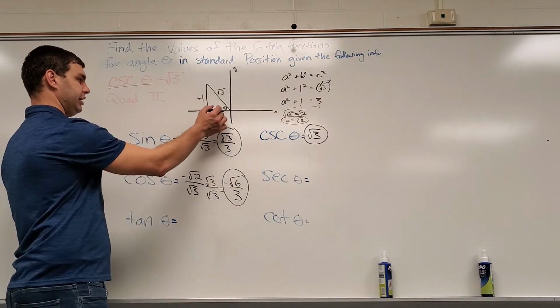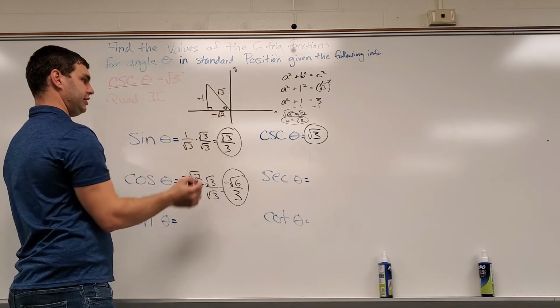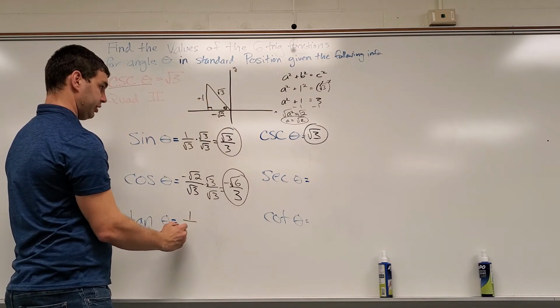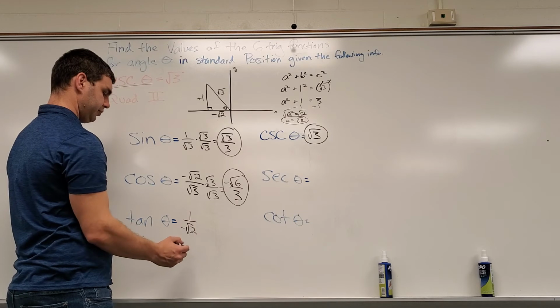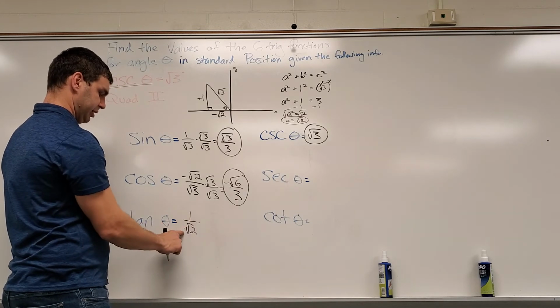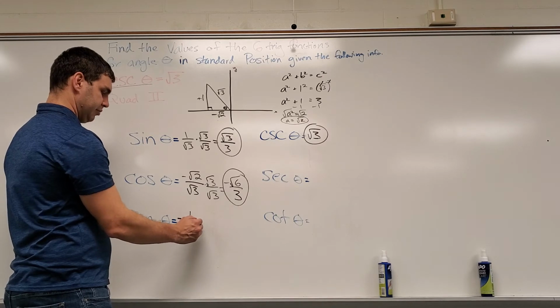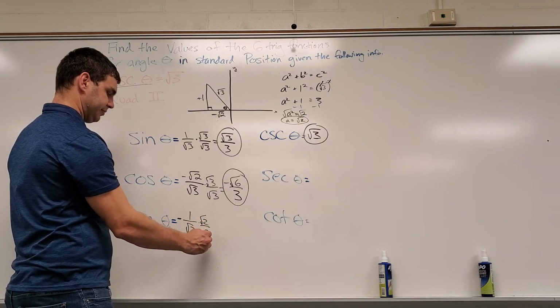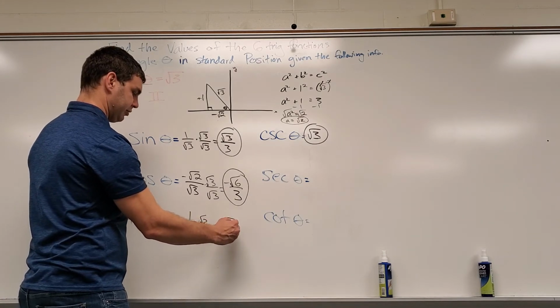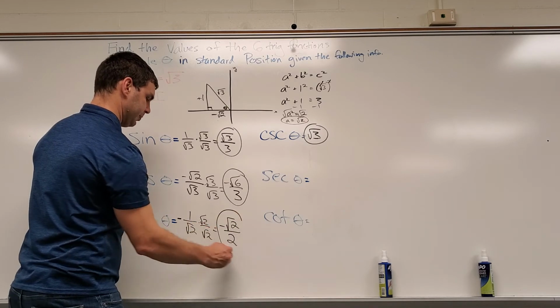Tangent compared to theta is opposite over adjacent, which is 1 over negative square root of 2. I'm going to put this negative out front, just make it negative 1 over the square root of 2. Then I'm going to rationalize my denominator. So that gives us negative square root 2 over 2.